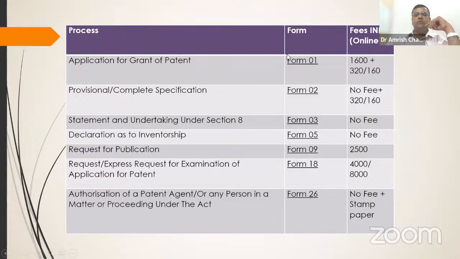And if you take the services of a patent agent, there's no fees for the form that you need to fill. And the fees of 1,600 is for 10 claims and 29 pages of your application. So if you exceed the number of claims, then you have to pay 320 rupees per claim. If you exceed the number of pages, you have to pay 160 rupees per page extra.